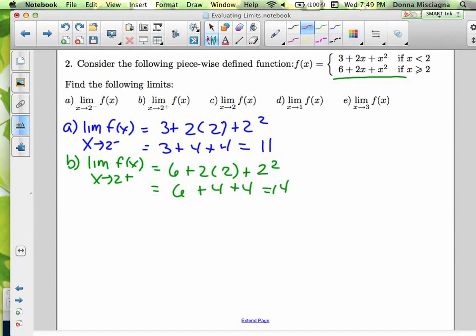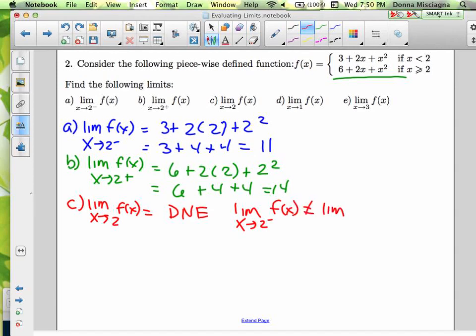So now the limit as x approaches 2 of f of x does not exist, and that's because the limit as x approaches 2 from the left does not equal the limit as x approaches 2 from the right. Right? Not approaching the same value.